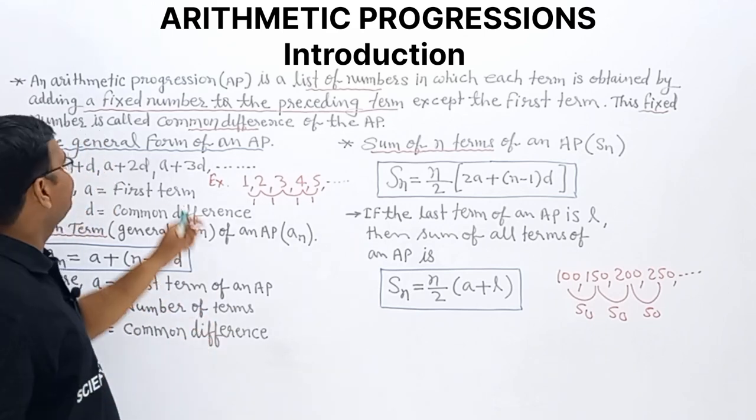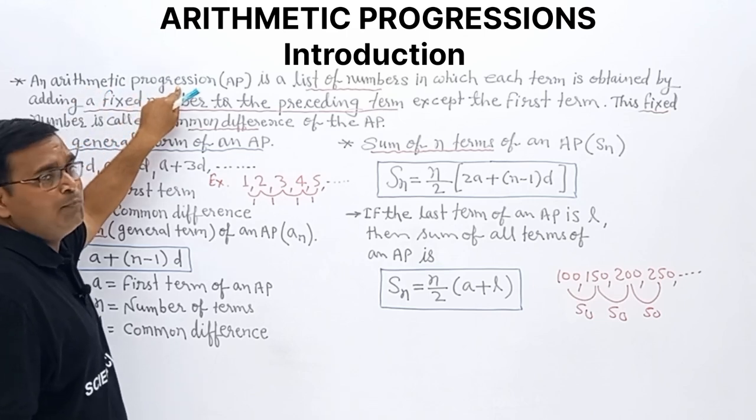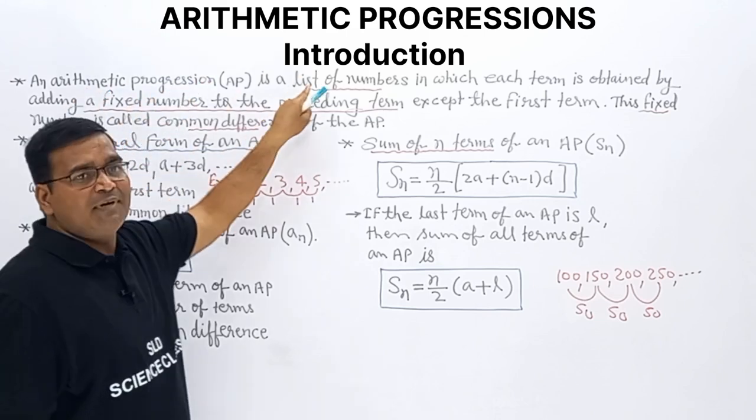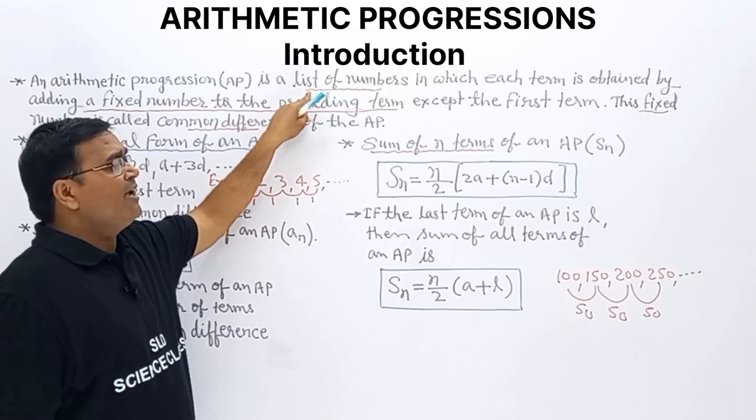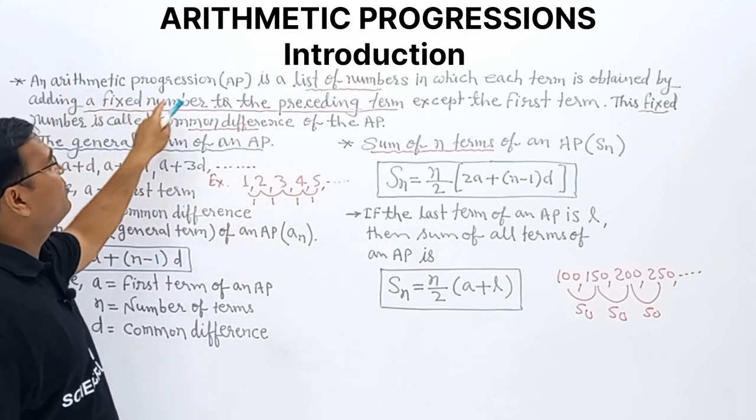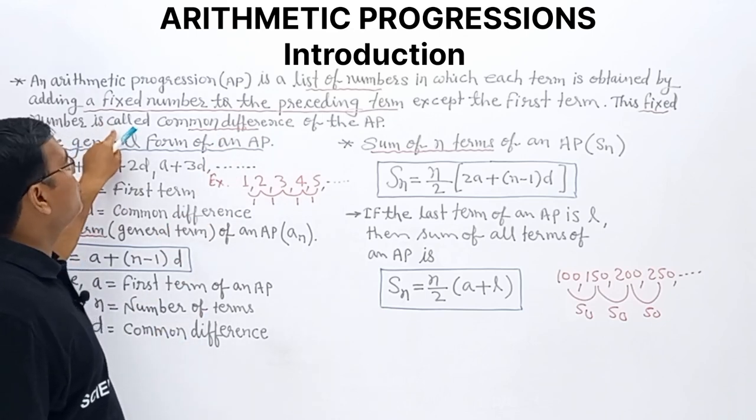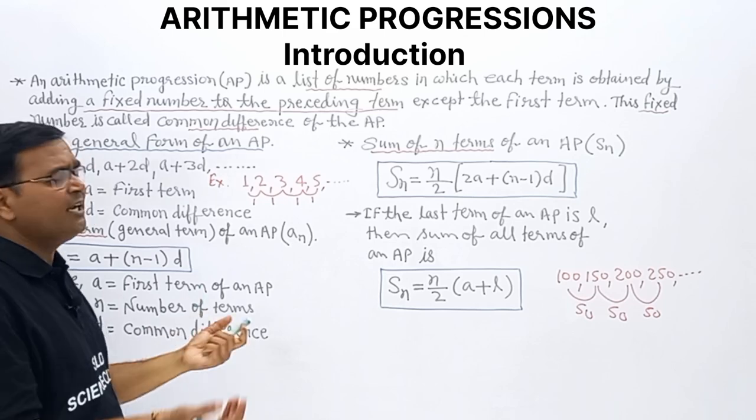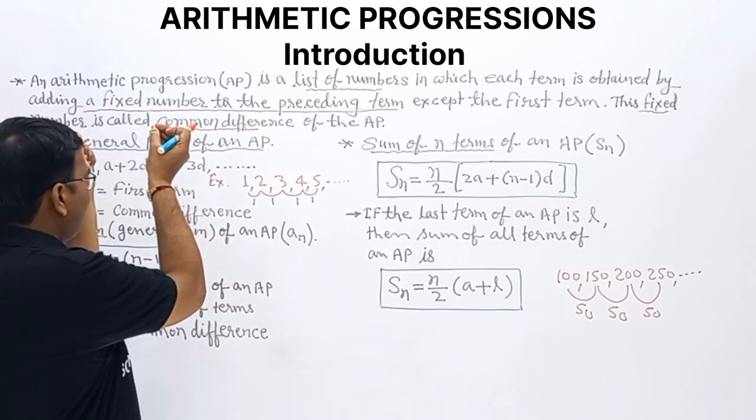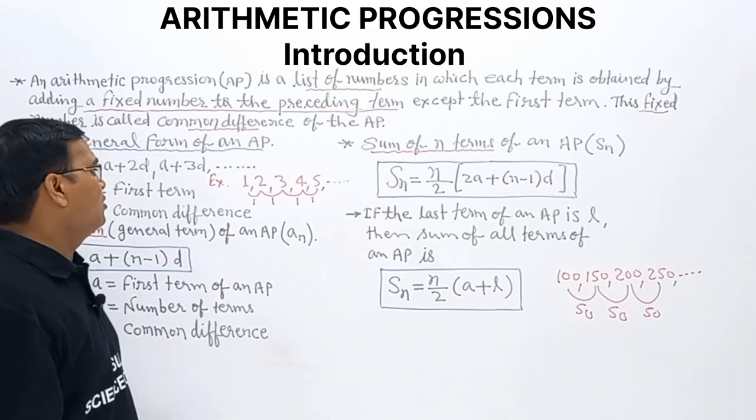Again I am revising what we are studying. Arithmetic progressions, AP. It is a list of numbers obtained by adding a fixed number to the preceding number. Clear? That fixed number is called what? Common difference.